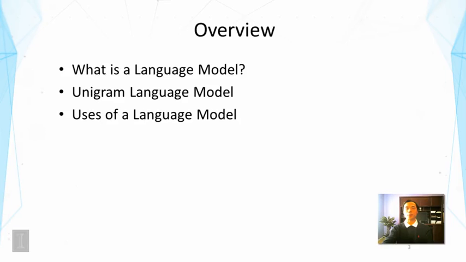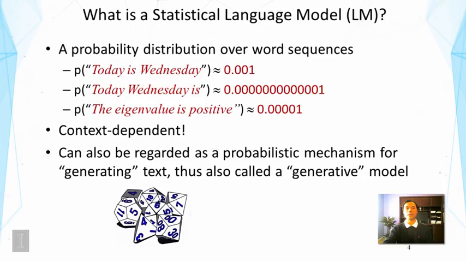We're going to talk about what is a language model, and then we're going to talk about the simplest language model called unigram language model, which also happens to be the most useful model for text retrieval. And finally, we'll discuss possible uses of a language model. What is a language model? Well, it's just a probability distribution over word sequences.